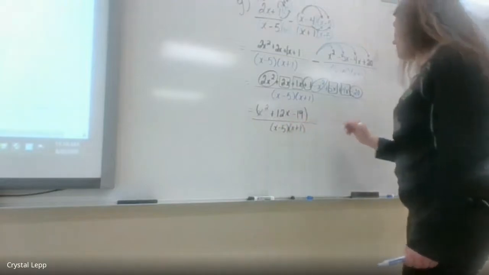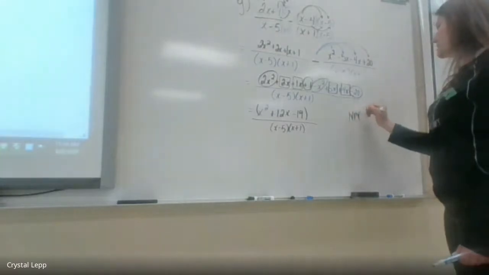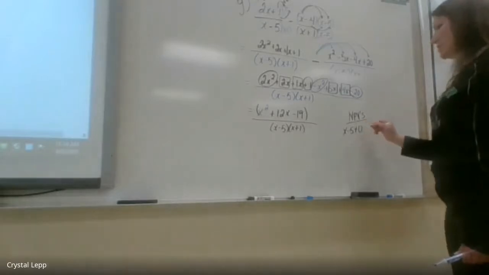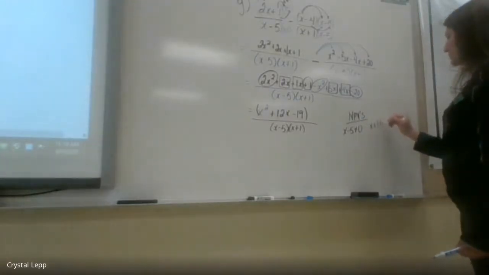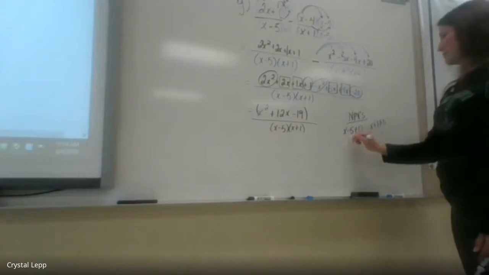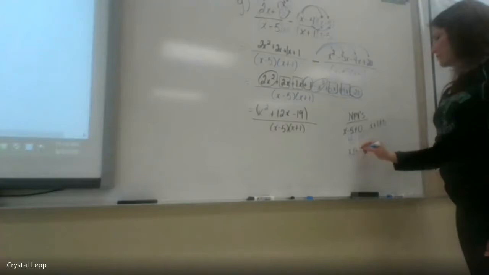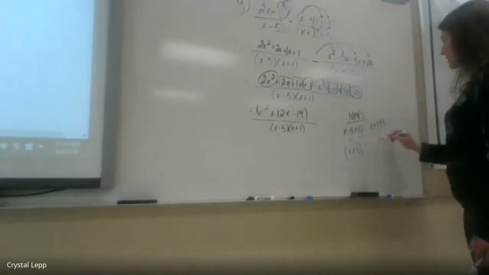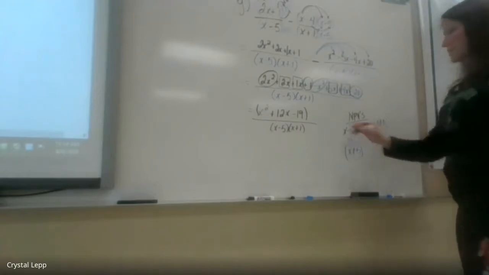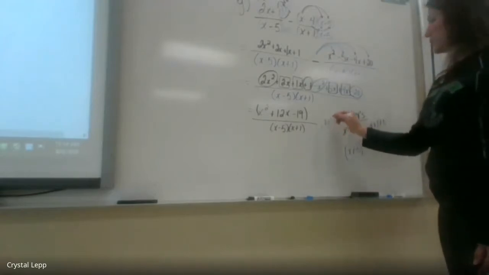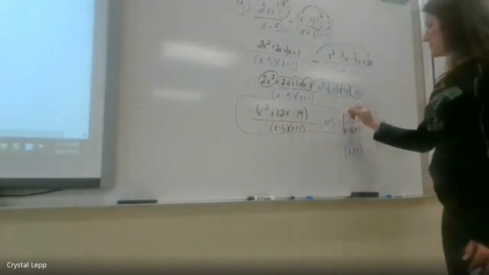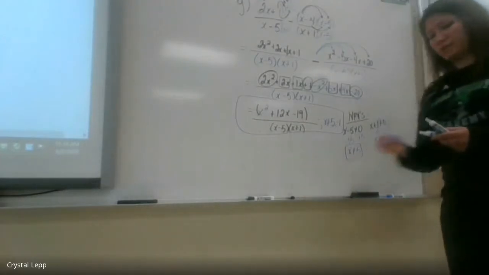And then I have statement of permissible values, or restrictions, NPVs. So I get x minus 5 cannot equal 0. X plus 1 cannot equal 0. So here I'm going to add 5. X cannot equal 5. And here I'm going to subtract 1. X cannot equal negative 1. So behind this, x cannot equal 5, comma negative 1, and box it. And that's simplifying by addition and subtraction.